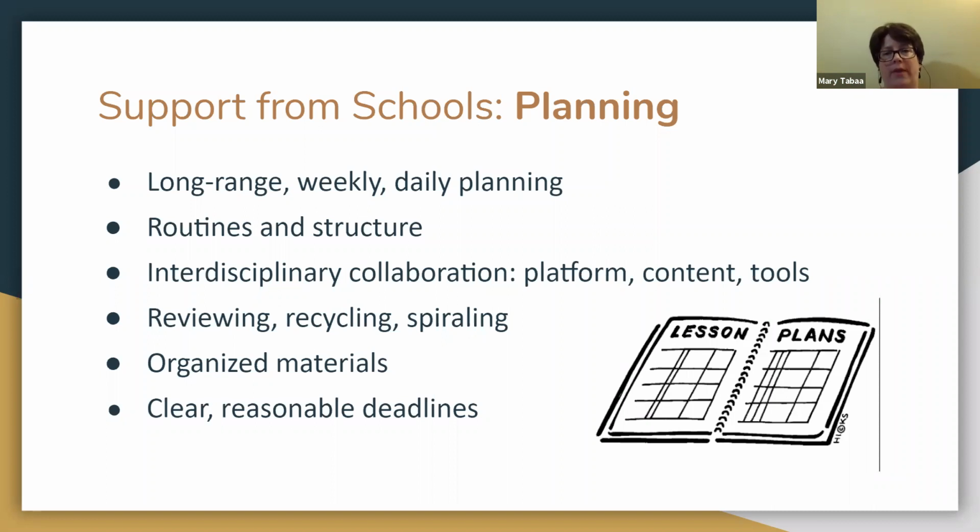So the first one is planning. And these are things that you might look for from your teachers or ask about if you don't see evidence of this. So as another speaker said, you can be your child's best advocate and let them know if you don't see supports that you think would benefit your child. Because we're all learning as we go with distance learning. So the first thing is planning.